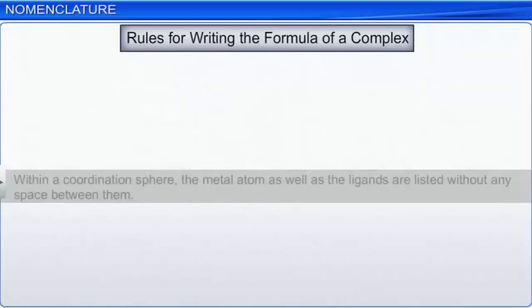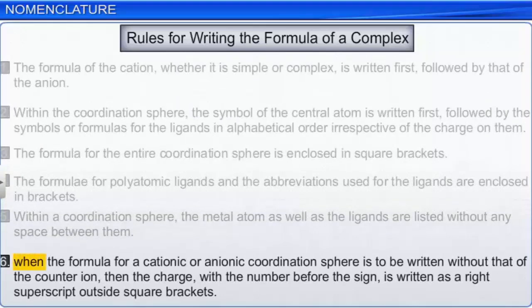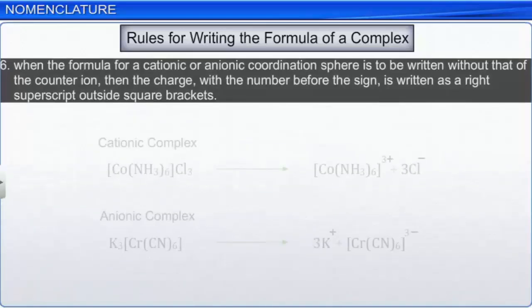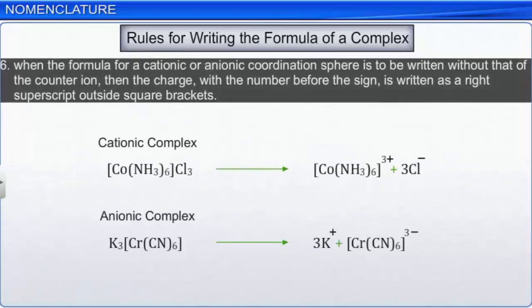Yet another rule is that when the formula for a cationic or anionic coordination sphere is to be written without that of the counter ion, then the charge with the number before the sign is written as a right superscript outside square brackets. For example, the complex ions of cobalt and chromium with the charge on the respective ions are shown here.